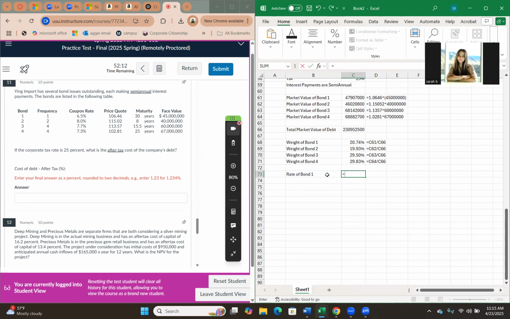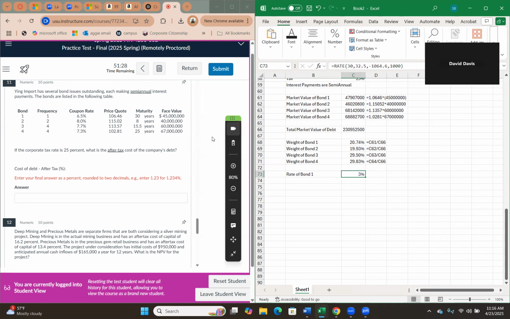So we've got rate of, number of periods is going to be, let's see, 30 years. Payment is 32.5. Let's see. Coupon rate is going to be 32.5. Future value is 1,064.6. So I've just multiplied this price quote by 10. Future value is going to be 1,000.